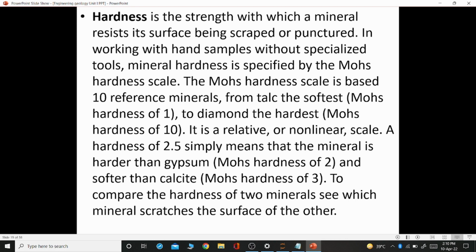A hardness of 2.5 means that the mineral is harder than gypsum, Mohs hardness of 2, and softer than calcite, that is Mohs hardness of 3. To compare the hardness of two minerals, see which mineral scratches the surface of the other.